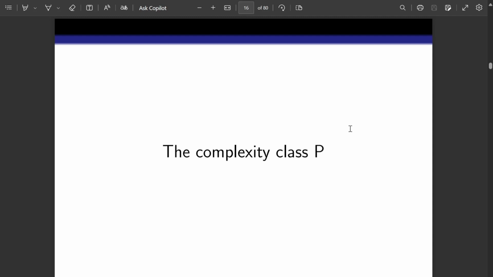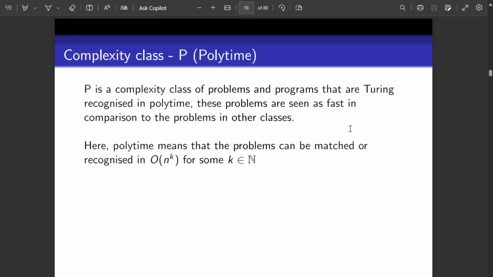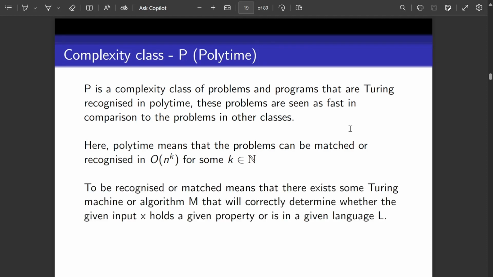So our first complexity class is the complexity class P. P is a complexity class of problems and programs that run in O of n to the k, and they're considered fast in comparison to other problems. So these problems are recognized in polytime, which means, like I said, it runs in O of n to the k. And to be recognized means that the machine M will correctly determine whether the given input X holds a given property.